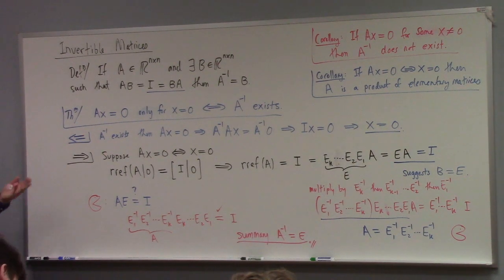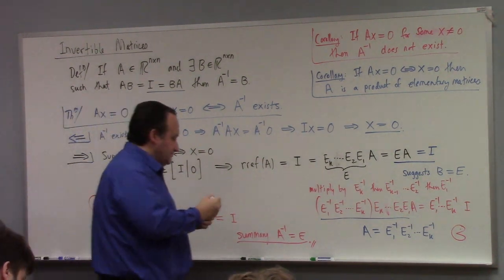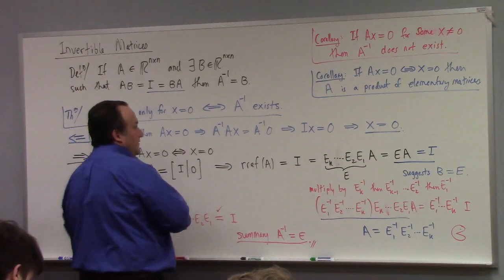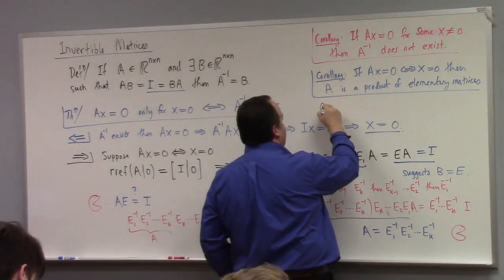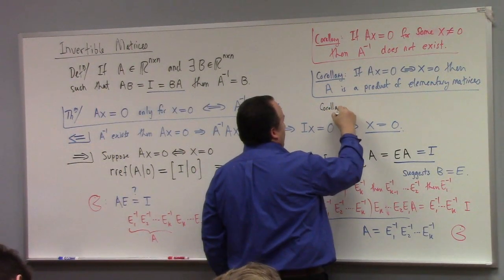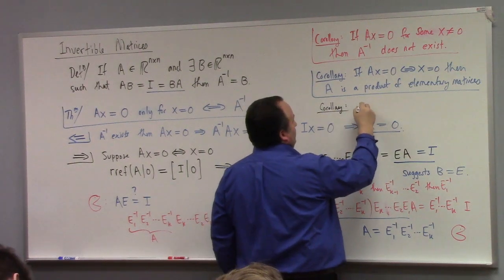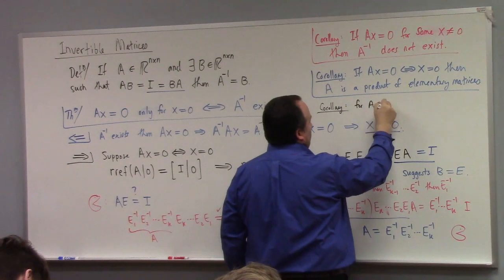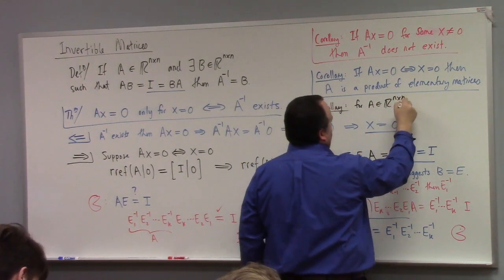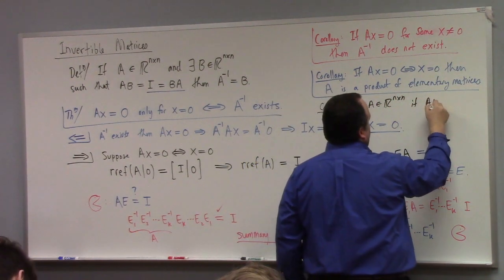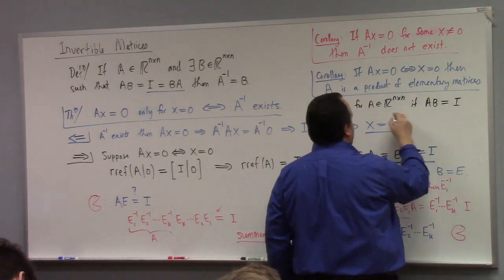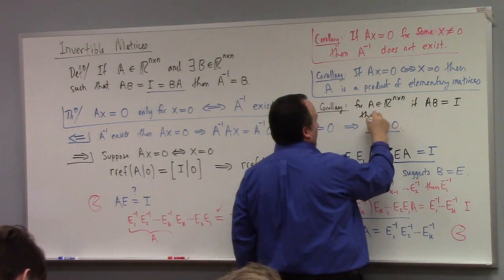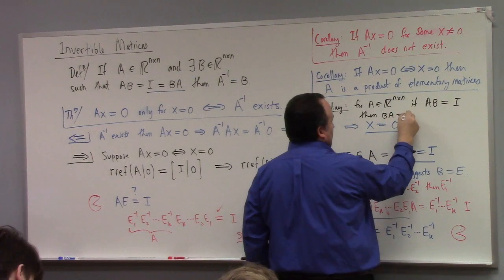There's yet another corollary to see here. And this one's actually super useful because it halves our work. Check this out. Another thing you can see from this calculation, corollary: for A in R n by n, if AB is equal to I, then BA is equal to I.